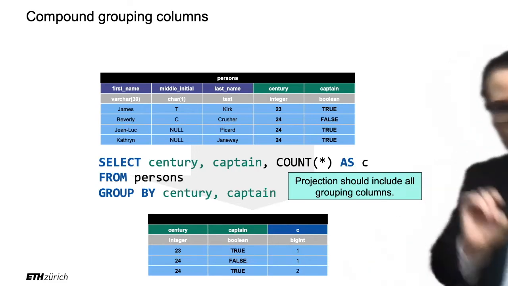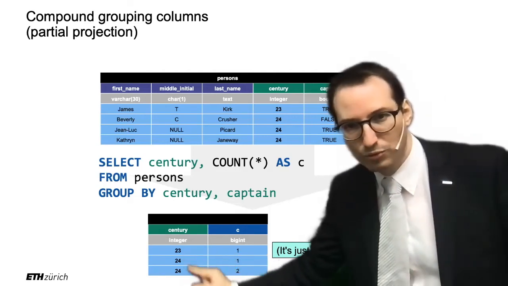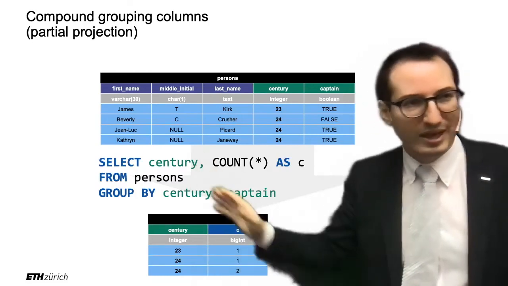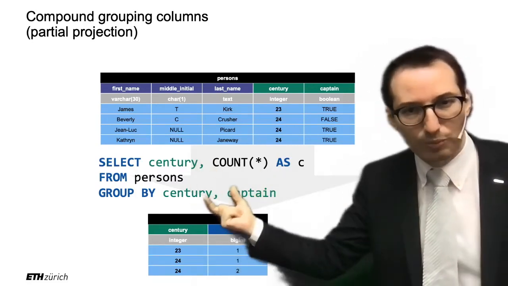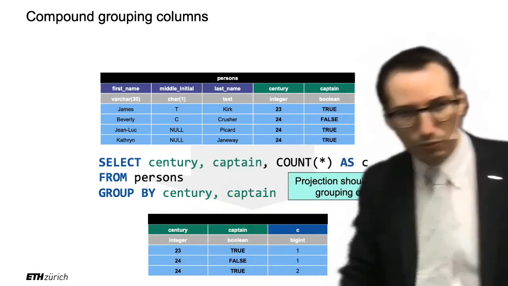So the projection should include all grouping columns. If you try not to, you can, it will not complain about it. For example, you could group by century and captain, but only output the century. But put yourself in the shoes of the user looking at that, right? You see 23, 24, but you don't even know anymore why you have 24 twice, with 1 and 2, right? So this is why you shouldn't do that. It doesn't really make much sense, right? If you group by something, then you should also see your grouping keys in the output for it to make sense.